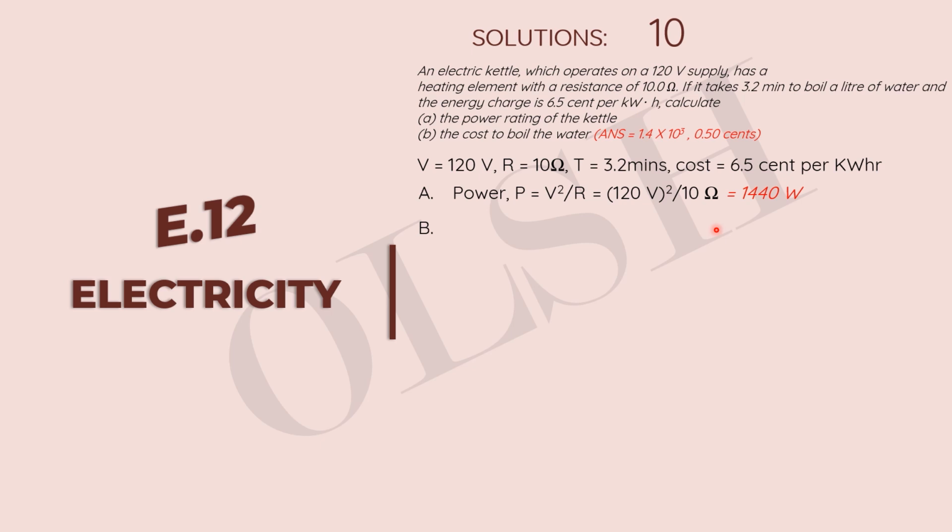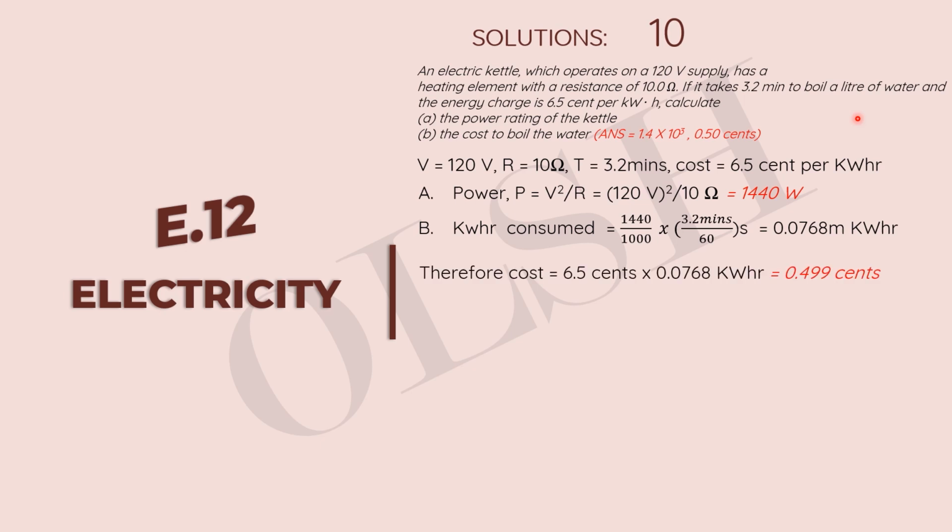1,440 watts. So for B, we're asked to find the cost of boiling the water. We need to find what kilowatt hours were consumed. To find that, we multiply the kilowatts we got by the number of hours that we used the equipment. So we have 1,440 watts divided by 1,000, so that this can be converted to kilowatts. Then we have 3.2 minutes divided by 60, so we can convert this to hours. If we simplify that, we have 0.0768 kilowatt hour.